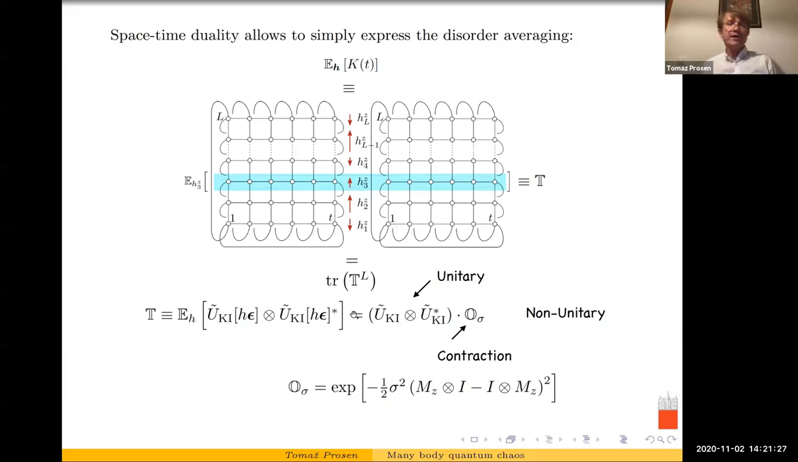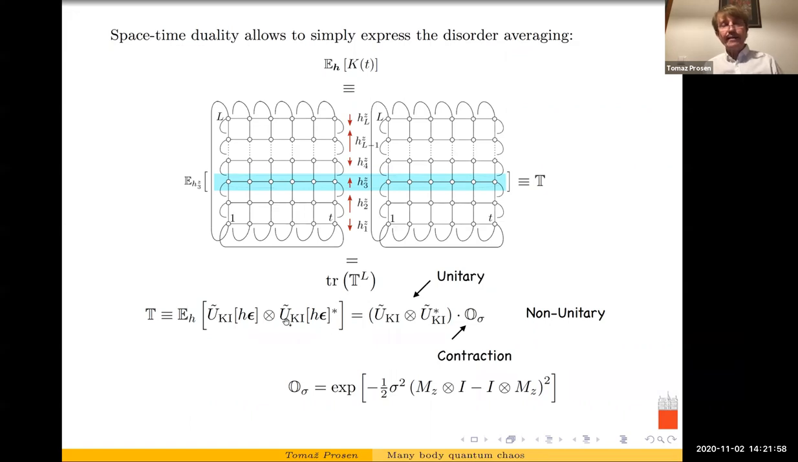As soon as you understand that, you are basically done, right? Why did I say it's super cool that this is unitary? Well, you see immediately why: if U tilde is unitary, then you can do something with this. Otherwise you don't know what to do. But if it is unitary, then this transfer matrix is a product of a unitary thing and something which is a contraction, a linear operator which has a spectrum in the unit disk.